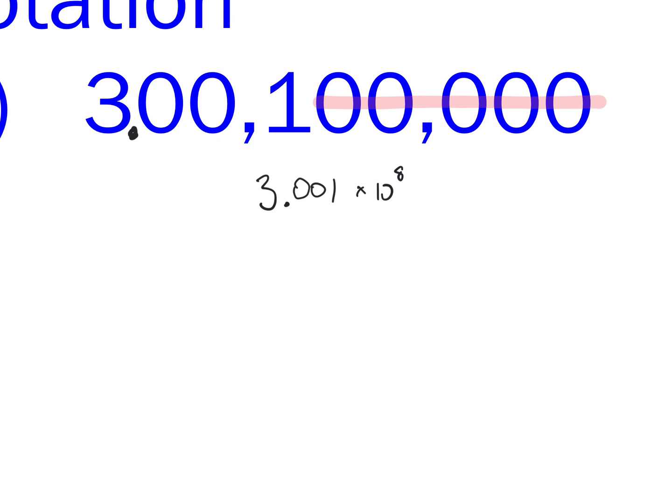Anybody unsure about how we got that? This is where the decimal's going. This is where it was. 1, 2, 3, 4, 5, 6, 7, 8 spots. So it's 3.001 times 10 to the exponent 8.